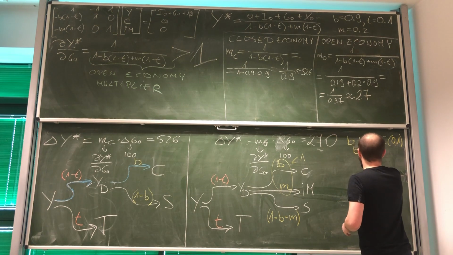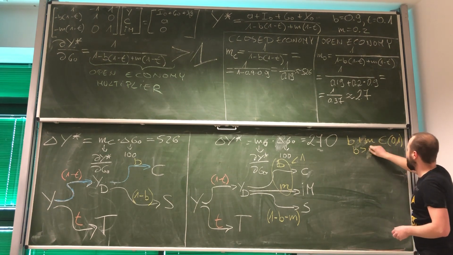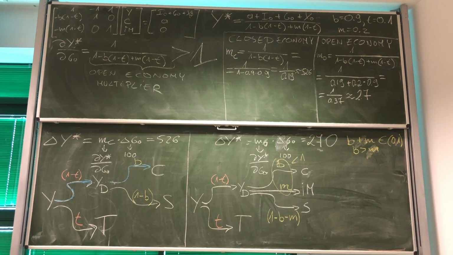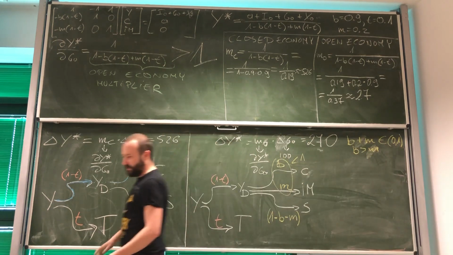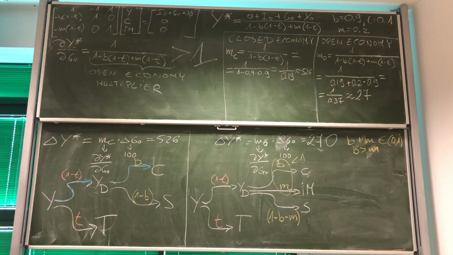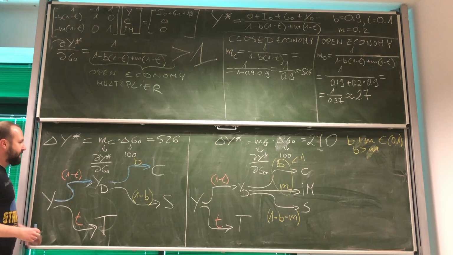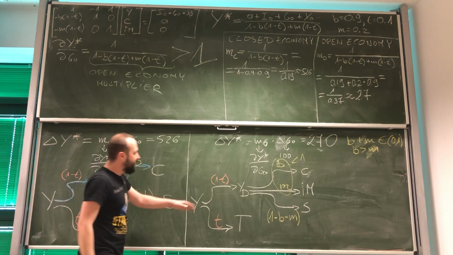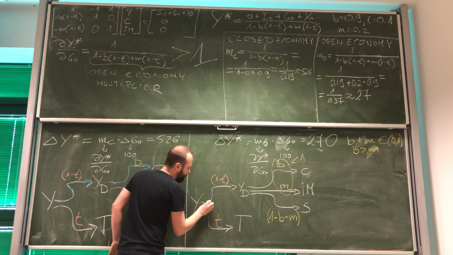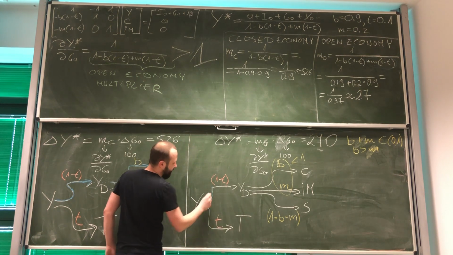And of course, B being bigger than M, which we already said. Okay, but that is a digression. I just want to show you now what is happening in this one. Again, the income goes back to the economy, but part of it goes to the government.